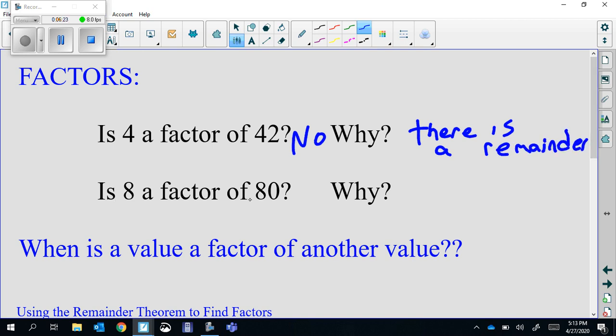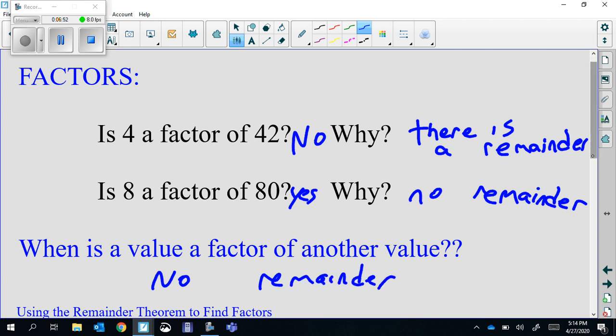What about 8 going into 80? Is 8 a factor of 80? Yes, because there's no remainder. So factor means no remainder. No remainder means it divides evenly. It also means that it's a 0 or a root, because when you plug it in, you're going to get 0. So when is a value a factor? When there's no remainder.